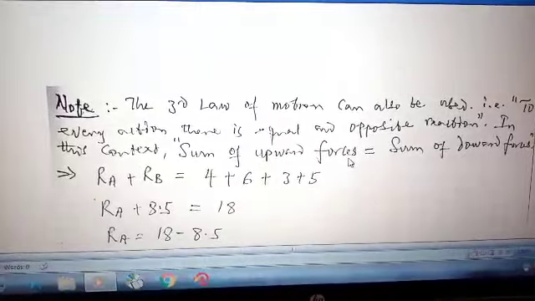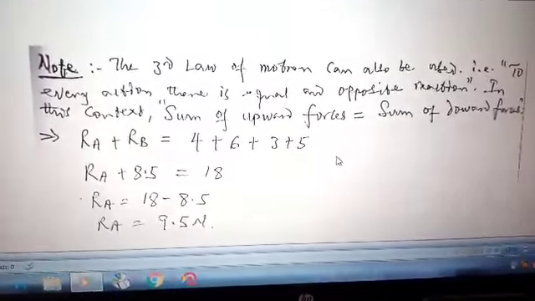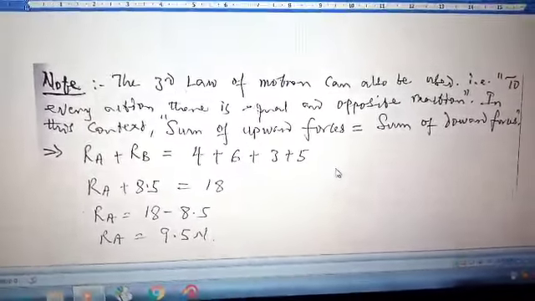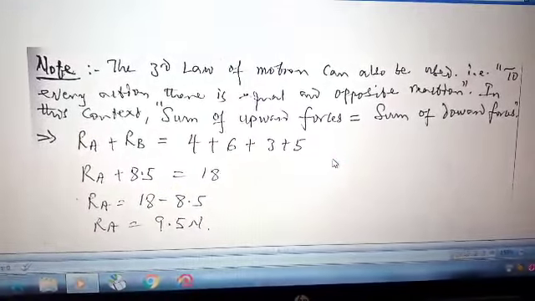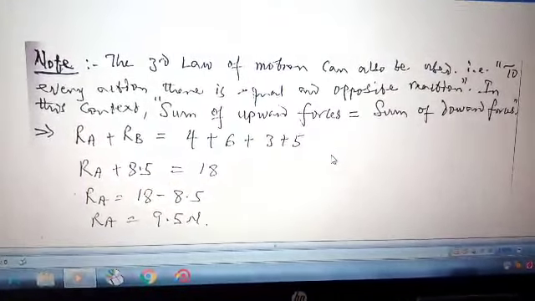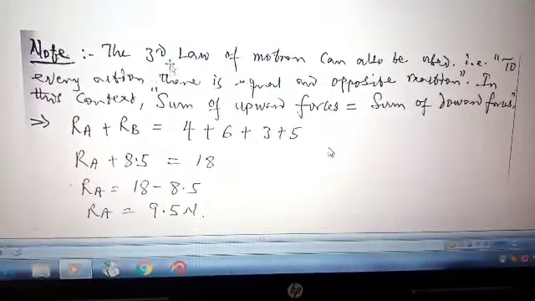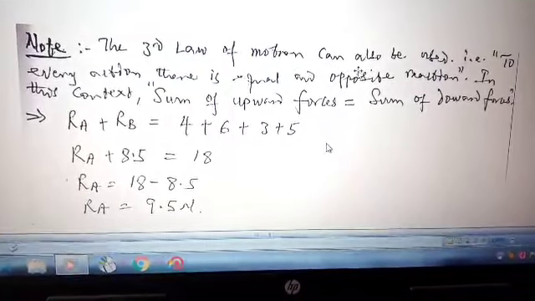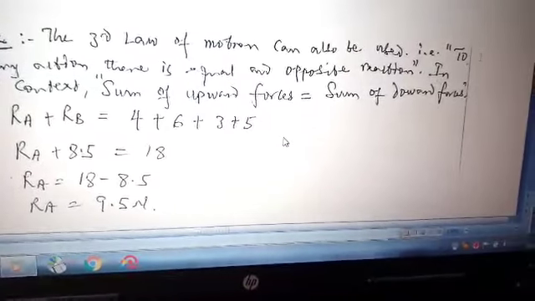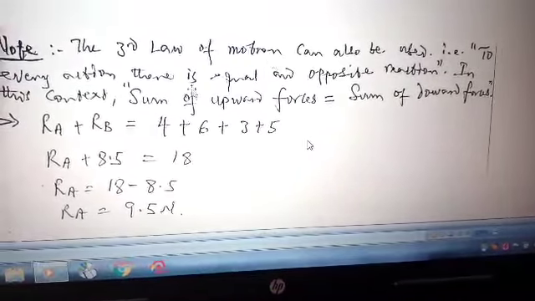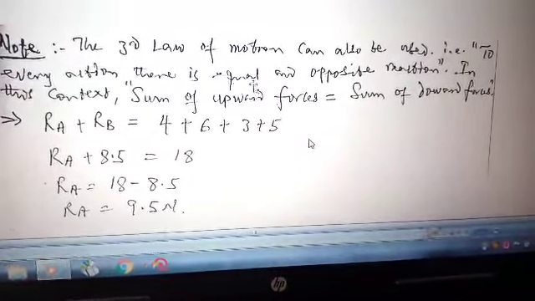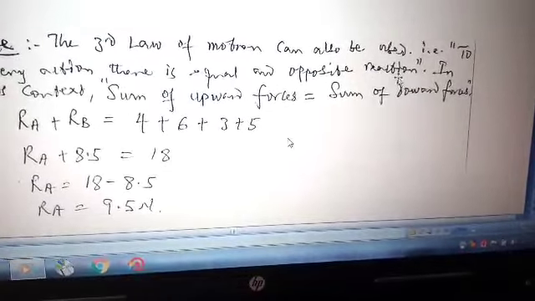But I want you to just take note of this. You can use another method to find your pressure. If you know one pressure, you can find the other. Remember the third law of motion. This third law of motion can also be used. And what is the third law of motion saying? It says that to every action there is an equal and opposite reaction.